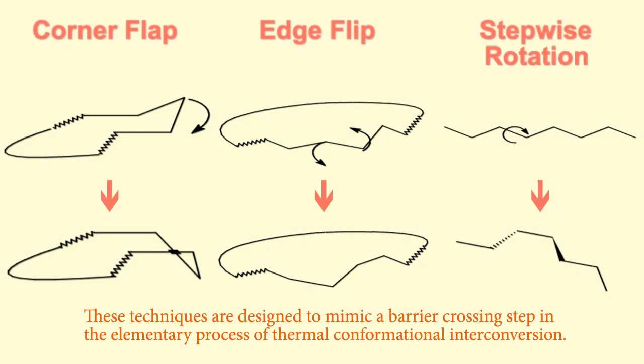CONFLEX uses several techniques to modify a starting structure in order to generate additional conformations, including corner flapping and edge flipping for endocyclic bonds and stepwise rotation for acyclic bonds. These techniques are designed to mimic a barrier crossing step in the elementary process of thermal conformation interconversion.